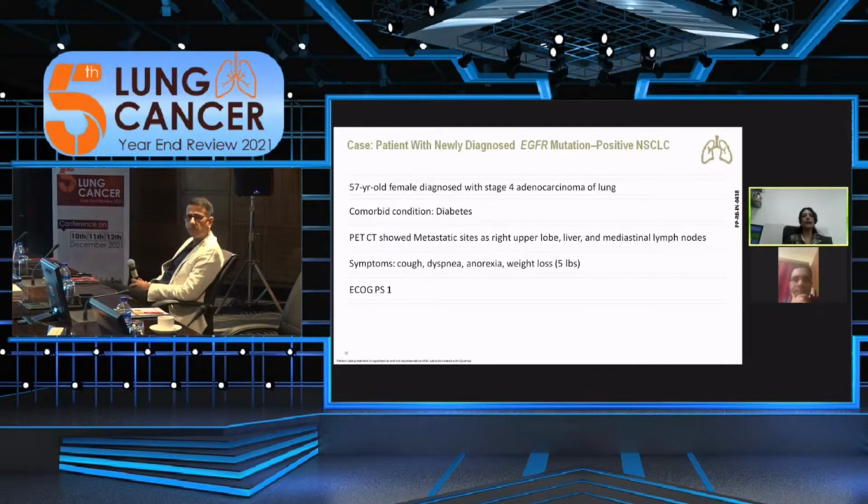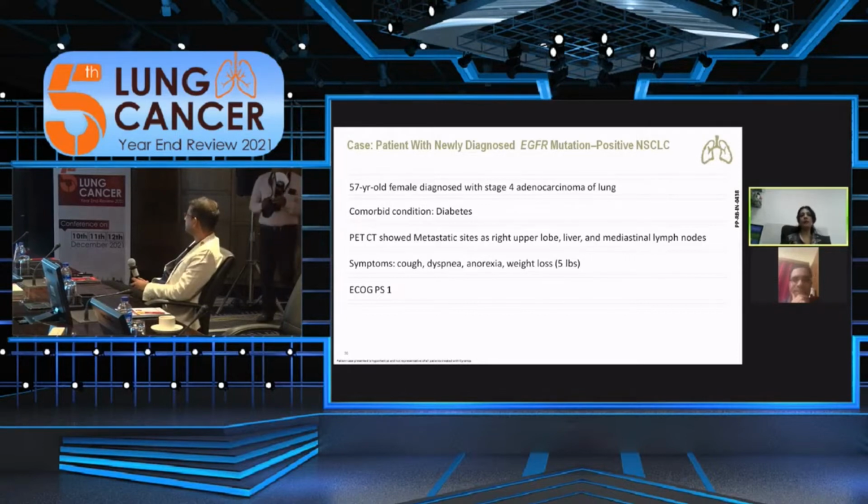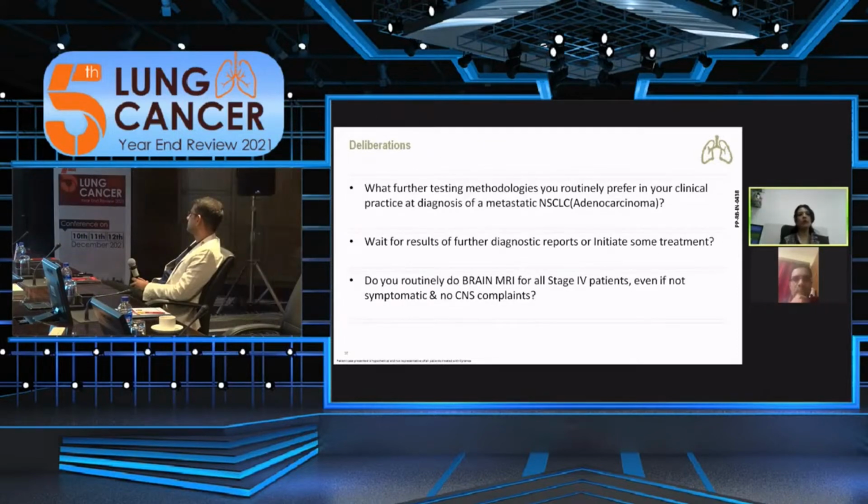She's diabetic. A PET scan shows metastatic sites starting from the right upper lobe in the lung, liver, mediastinal lymph nodes, and classic symptoms: cough, dyspnea, anorexia, weight loss, PS of 1. What further testing methodology do you routinely prefer in your clinical practice? And essentially, what is your testing at the doorstep?